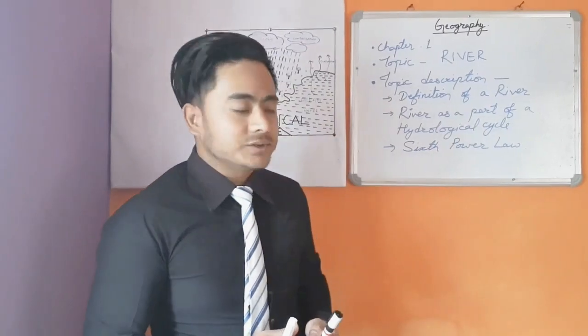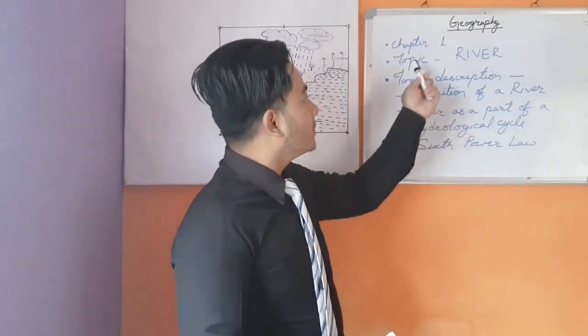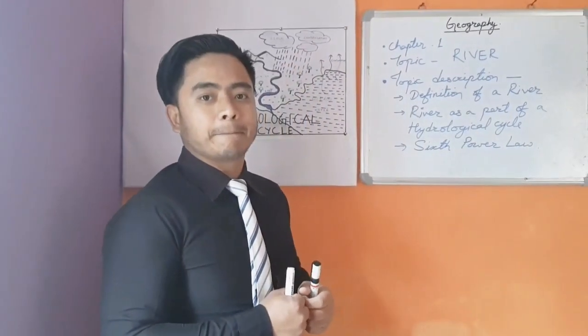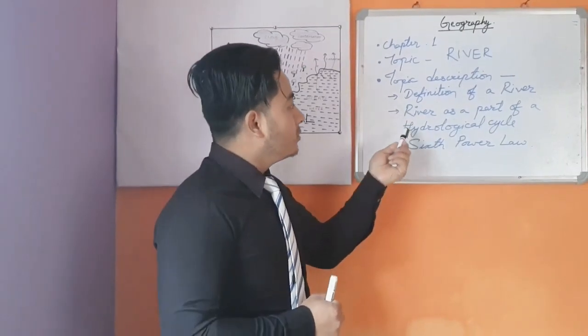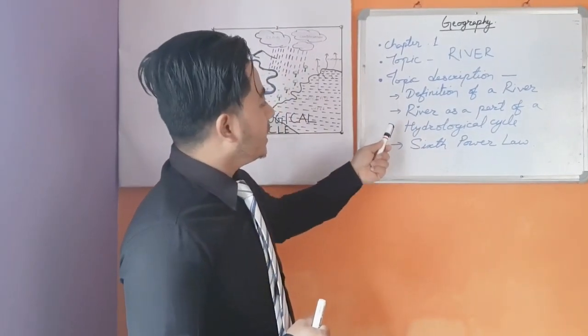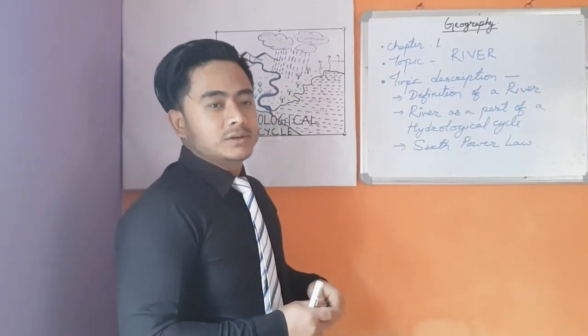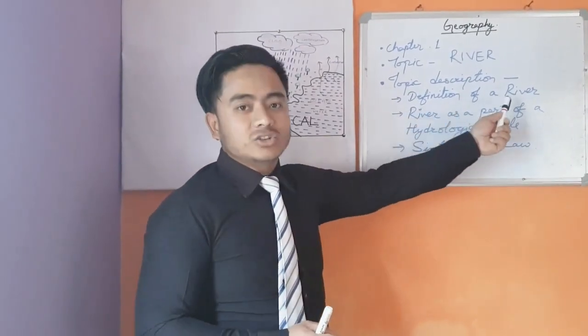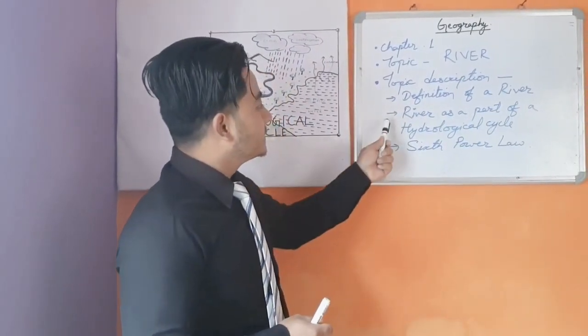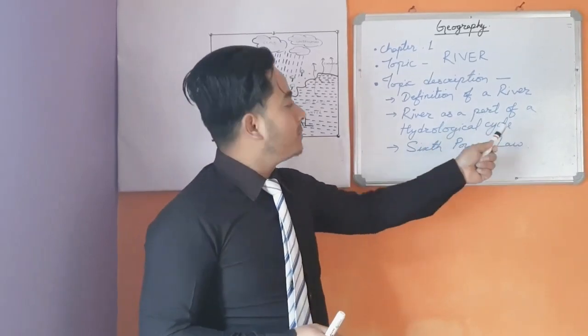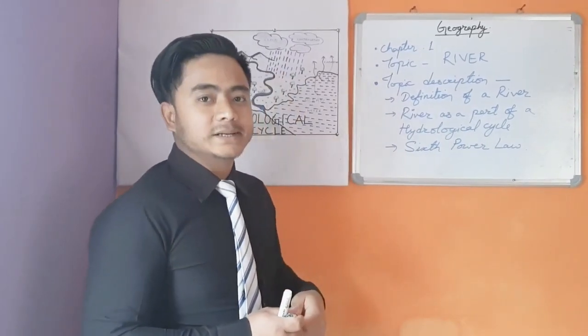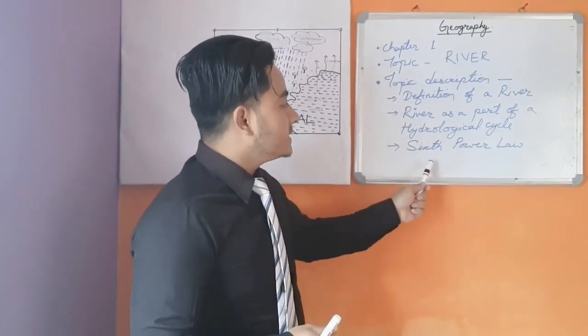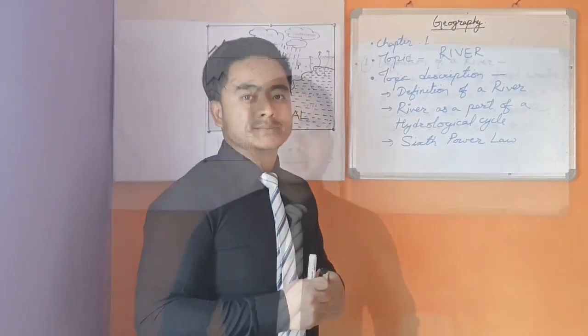Today, in this lesson, we will learn about the topic river. Within this topic, we will discuss three important points. First, definition of a river. Second, river as a part of the hydrological cycle. And third, sixth power law.